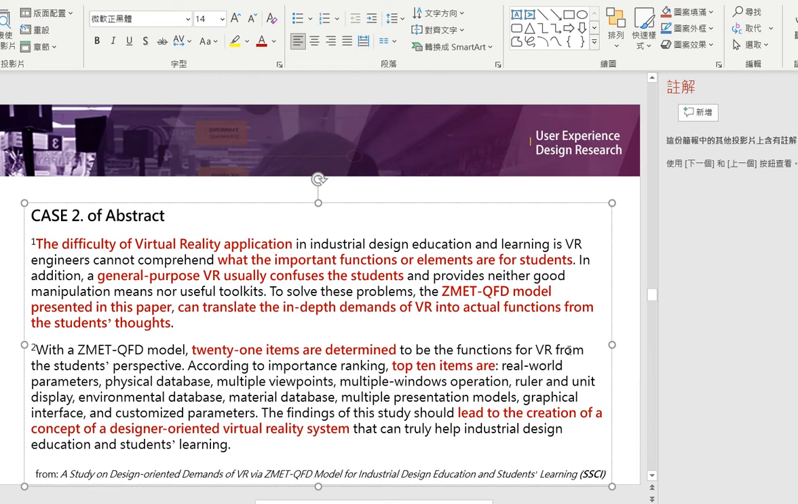And these are functions for VR from the student's perspective. I think 21 items is still too many, so in our research we separate the main functions and the sub functions into two parts by importance for development. The top 10 items are real world parameters, physical database, multiple viewpoints, and so on. Our research team has to focus on these functionalities to develop it in our MR factory. So that is my result. The findings of this study should lead to the creation of the concept of a design-oriented virtual reality system. That is our conclusion.